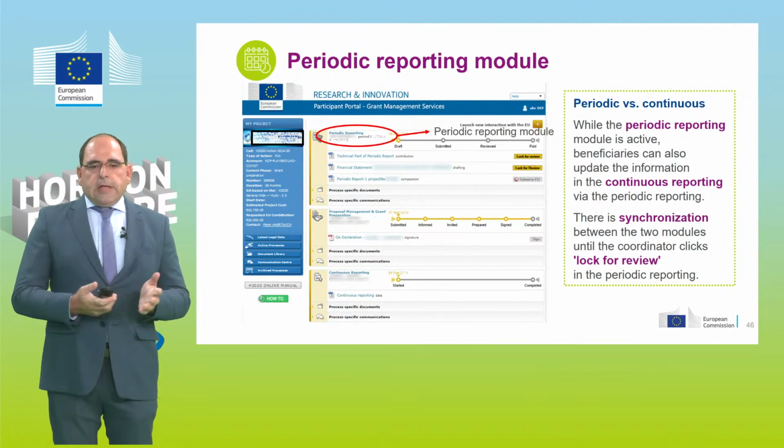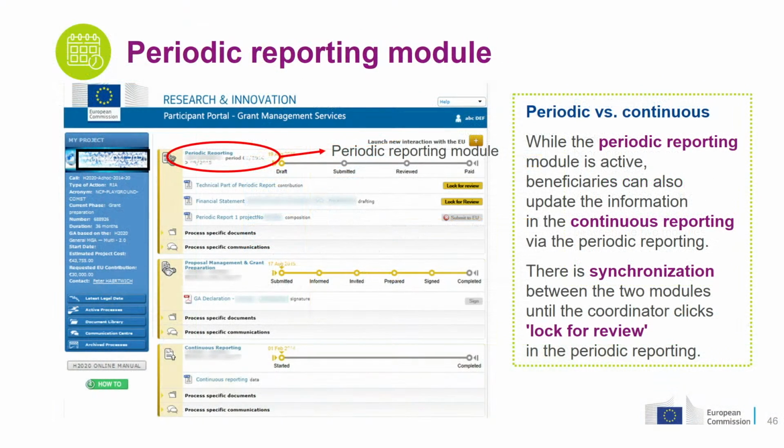So once the time comes for your reporting, you receive a notification, and then you see an extra placeholder in the portal for the management of your project. Again, by clicking to the periodic reporting, you launch into the periodic reporting module. Many of the tables, they are synchronized with the continuous. For example, if you have publications, they are also present in both.